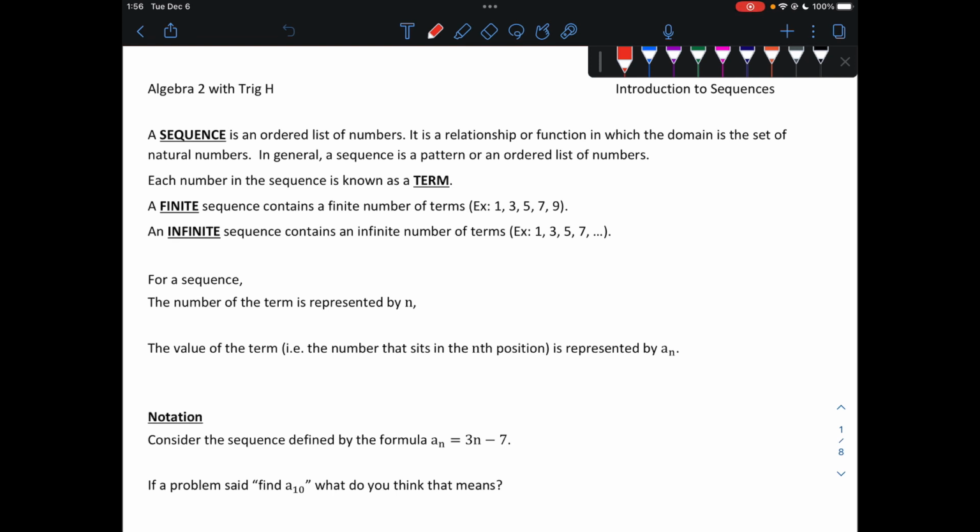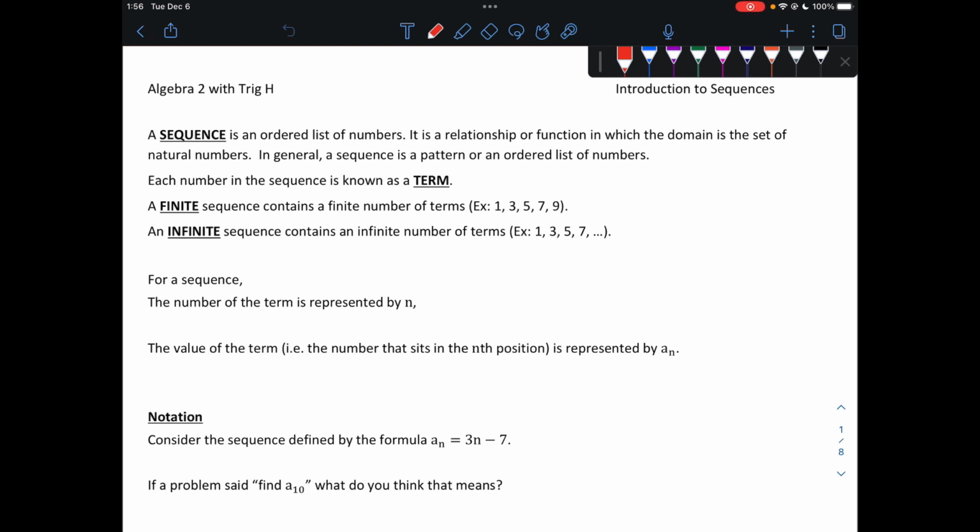In general, a sequence is a pattern or an ordered list of numbers. Each number in the sequence is known as a term. A finite sequence has a finite number of terms and then stops. An infinite sequence goes on forever.